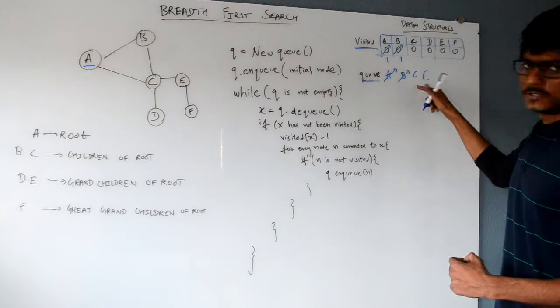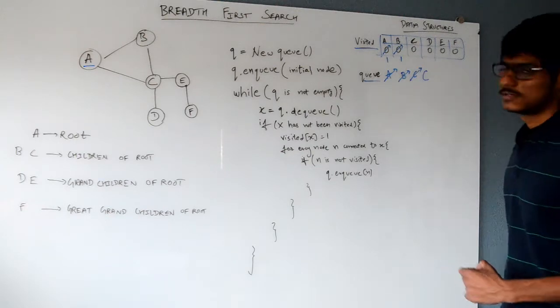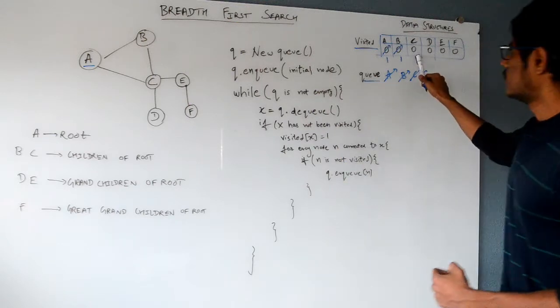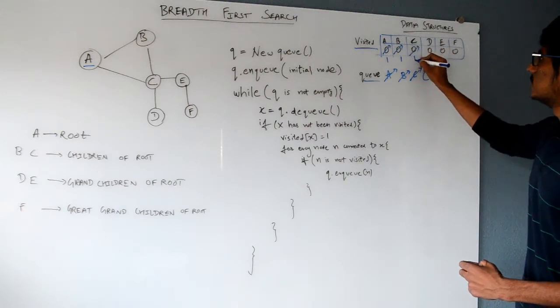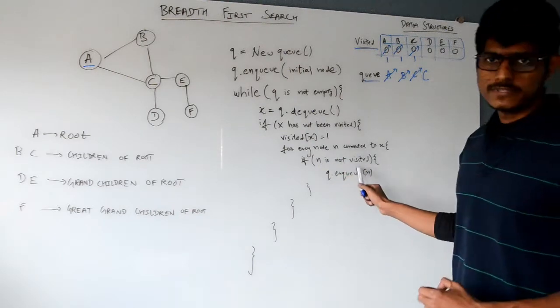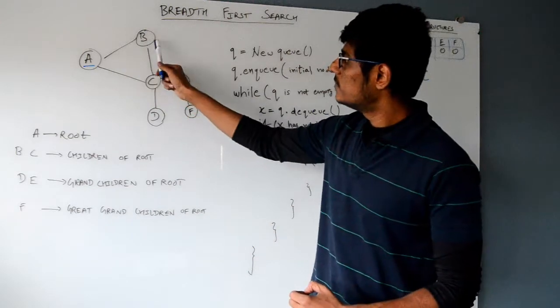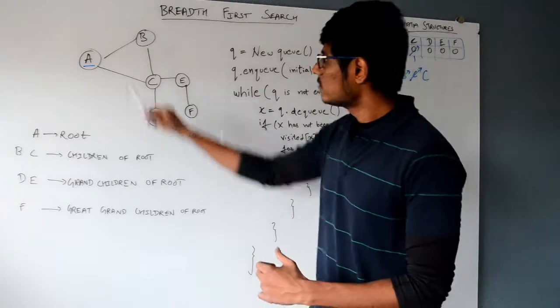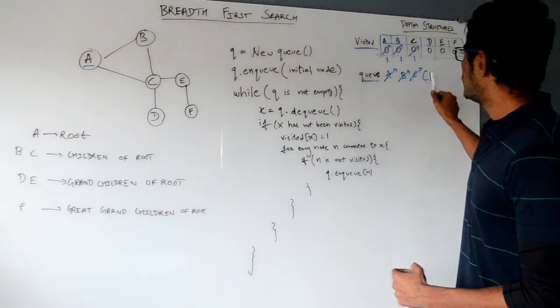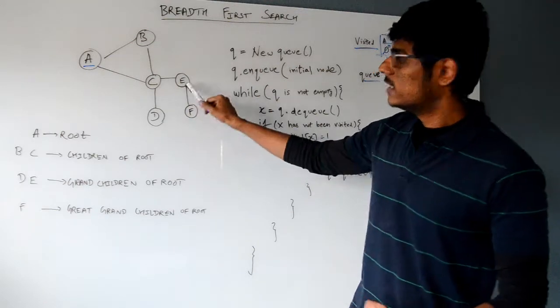Now we dequeue the top of the queue. So we have C with us. Now we'll check if C has been visited or not. C is not visited, so we'll mark C as visited. Then we'll check all the nodes connected to C to see if they are visited or not. Now C is connected to A, B, E and D. Out of these 4 nodes, we can see A and B are already visited, so we won't enqueue them. We will only enqueue D and E.